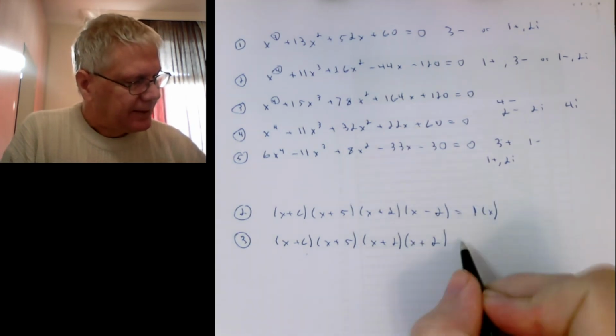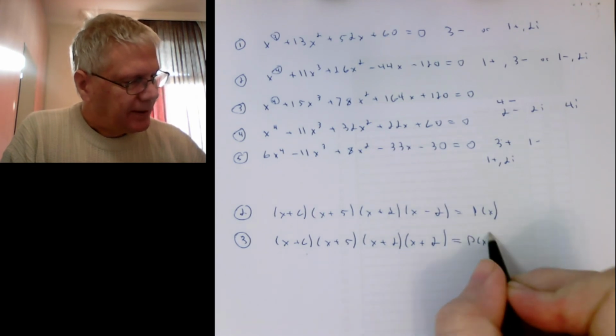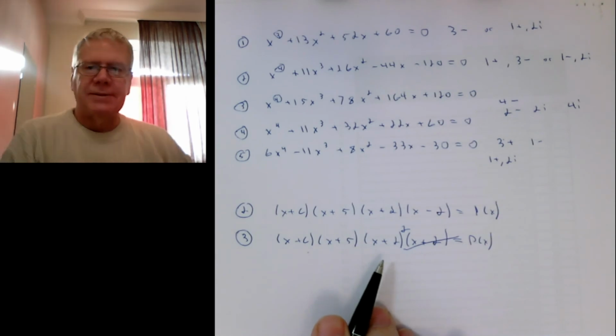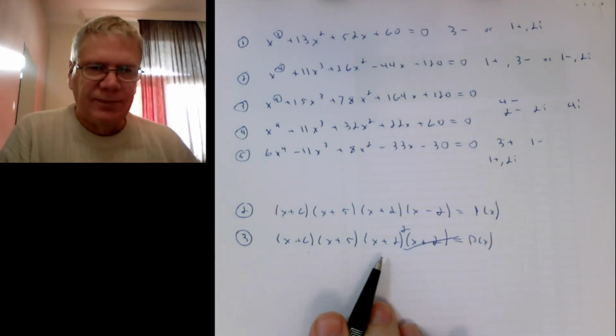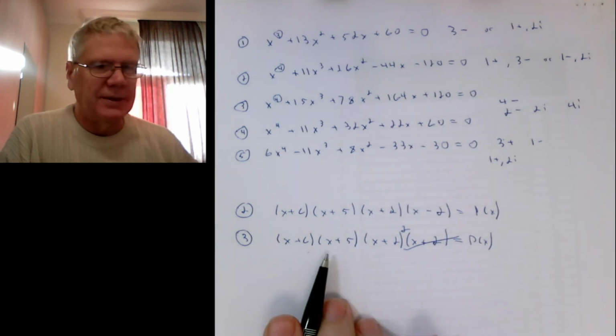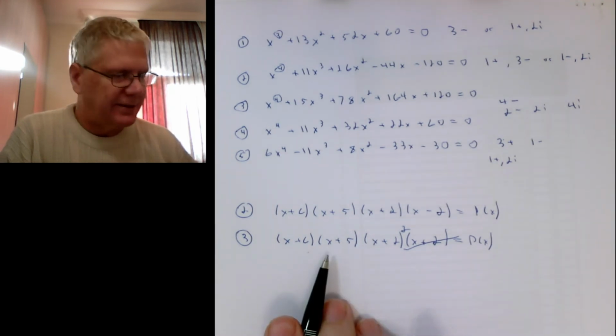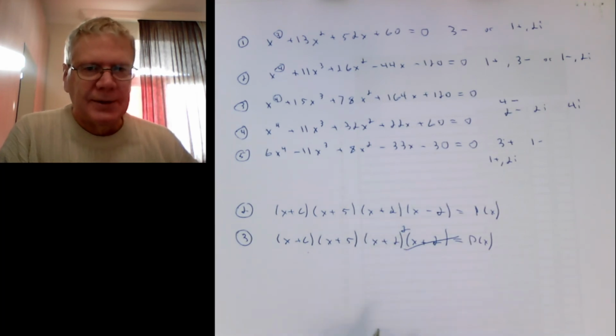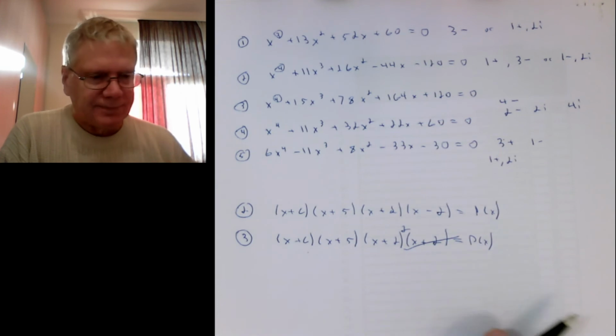So this is an example of a polynomial that has a root of multiplicity 2. If you can't figure it out logically like this, you can always go back and do the division, divide out the other factors, and you'll find out you're left with an x plus 2 squared. So that's another possibility.